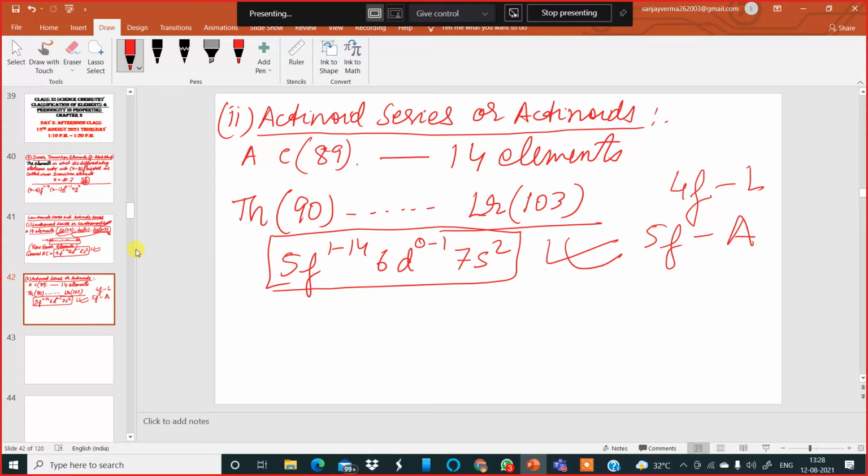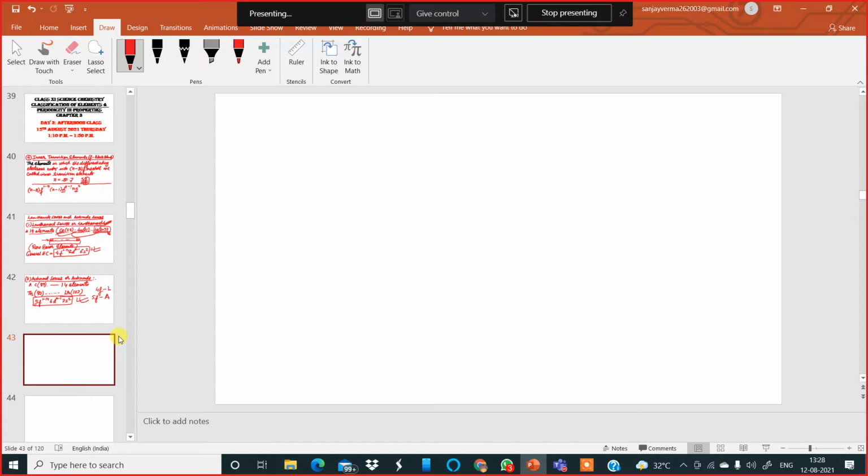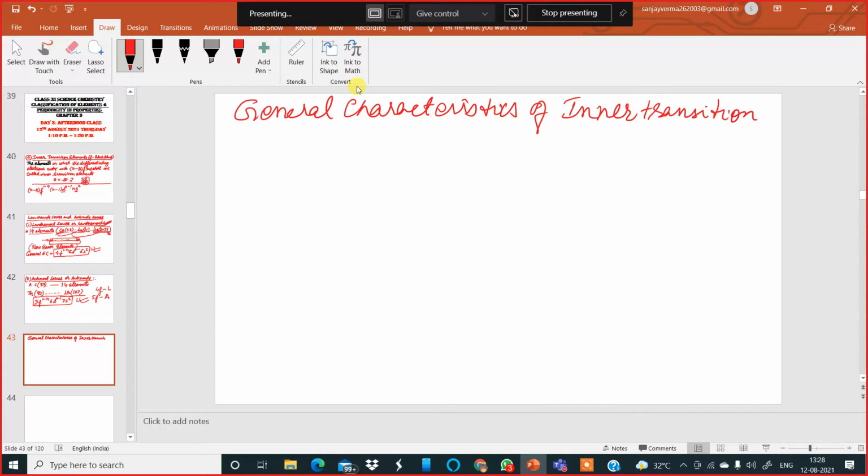Okay, so after knowing the actinoid series and before this the lanthanoids, we come to the most important part under this heading, which is called general characteristics. General characteristics of inner transition elements, which are important to go through and remember.